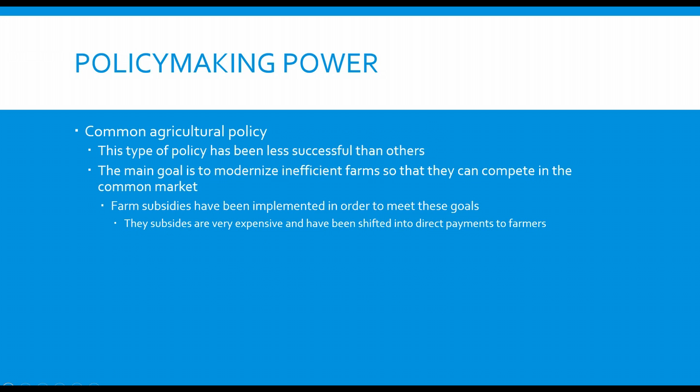Another thing that exists within the European Union is the idea of the common agricultural policy. This type of policy has been less successful than others. The main goal is to modernize inefficient farms so that they can compete in the common market. Farm subsidies have been implemented in order to meet these goals, and the subsidies are very expensive and have been shifted into direct payments to farmers.